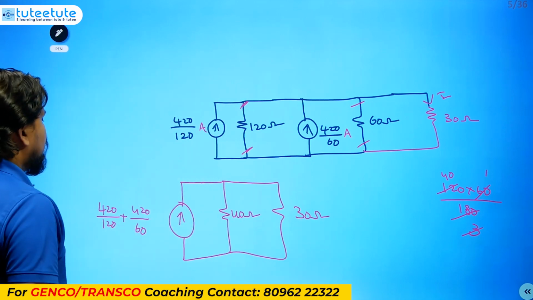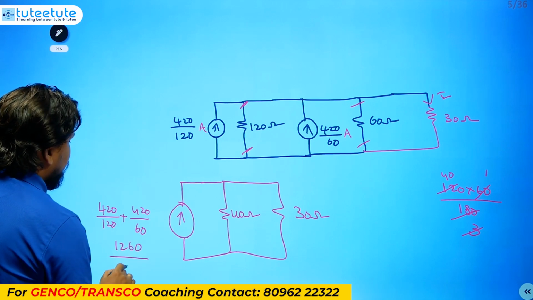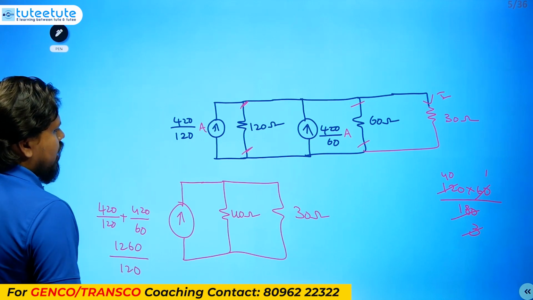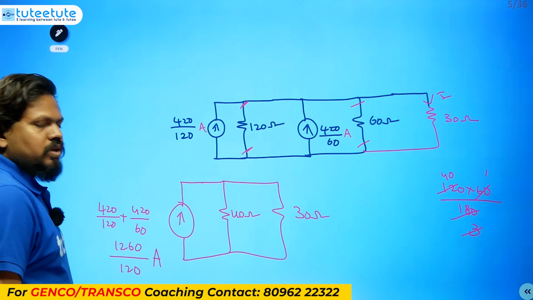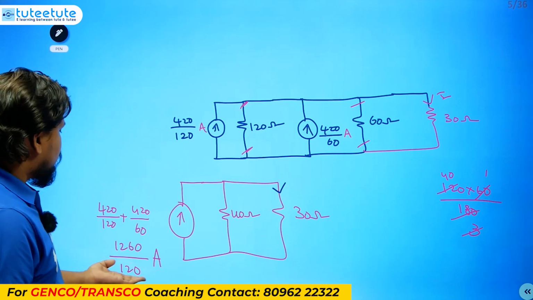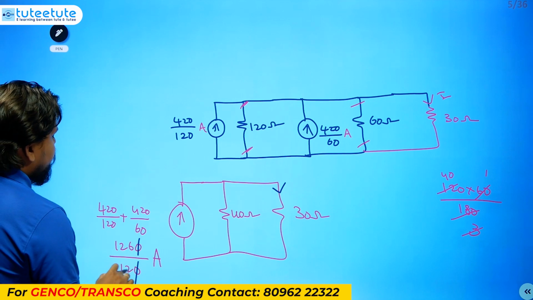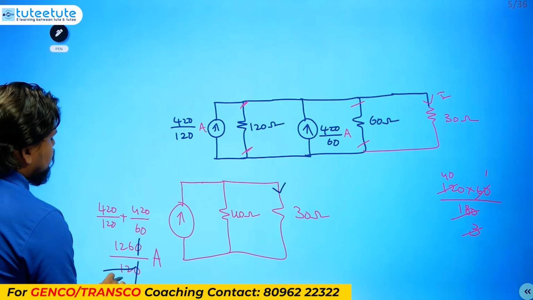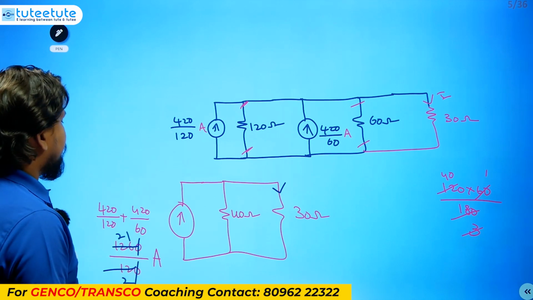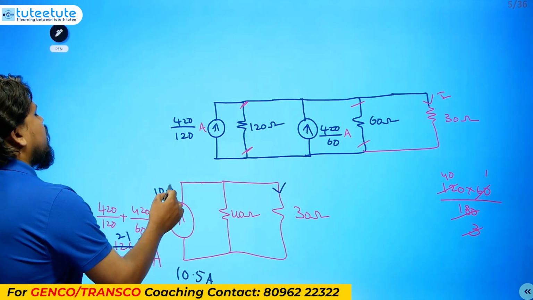If you simplify this, you will be getting 840 plus 420, which is 1260, divided by 120. So 1260 divided by 120 is the current value in amperes. They are asking about the current in this one. What is the total current here? If you simplify, 6 twos are 12 and 6 ones are 6, so 21 by 2. 21 divided by 2 means it will be 10.5 amperes. So here 10.5 amperes is there.